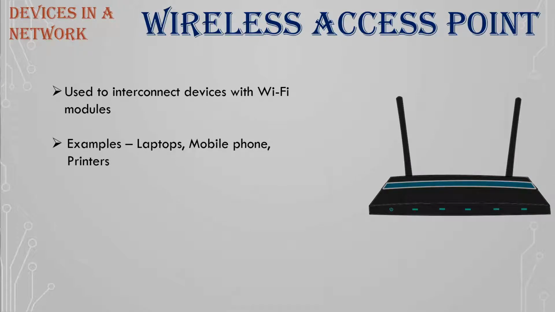Wireless access points. Wireless access points are used to connect the devices in a network having Wi-Fi modules. Examples of devices that can be connected to a network using a wireless access point are laptops, mobile phones, and printers. There are also modems or routers available having inbuilt Wi-Fi access points.